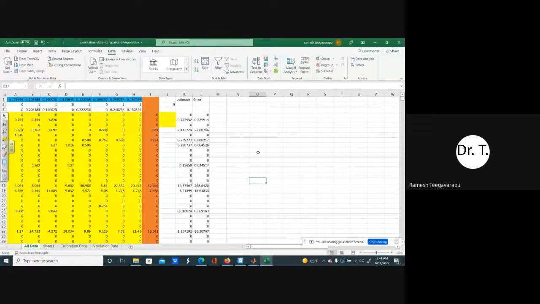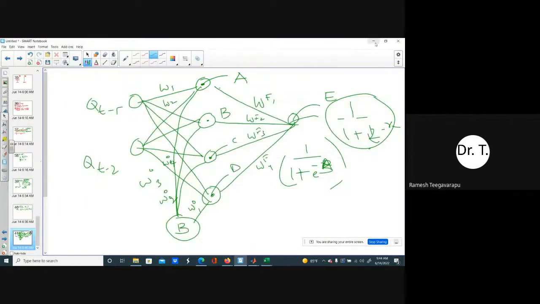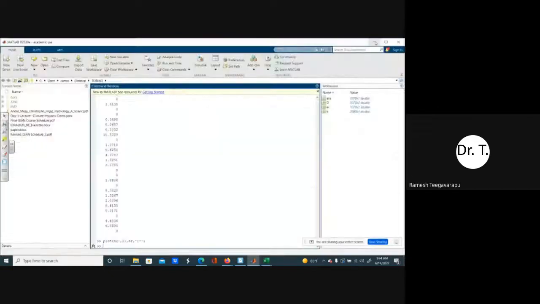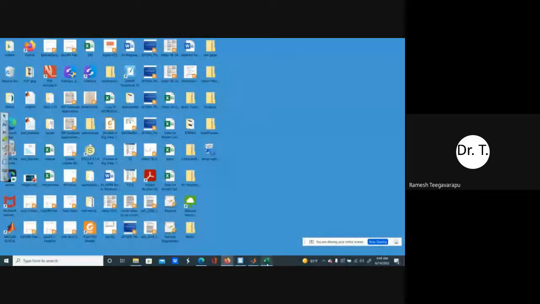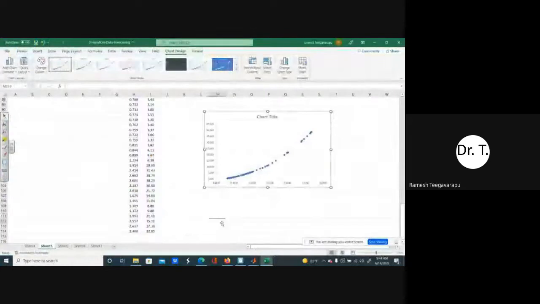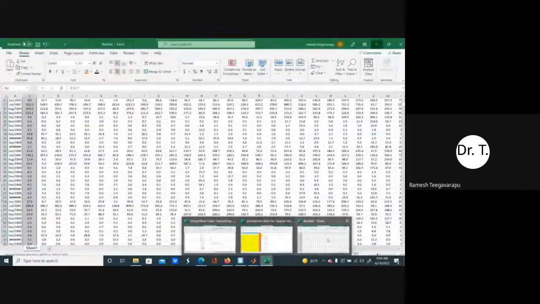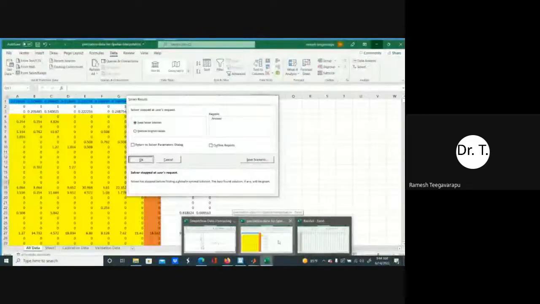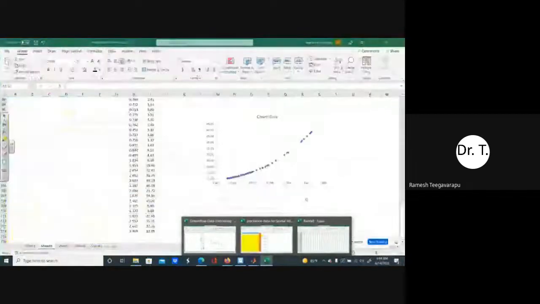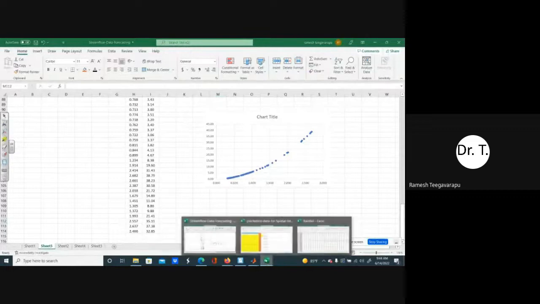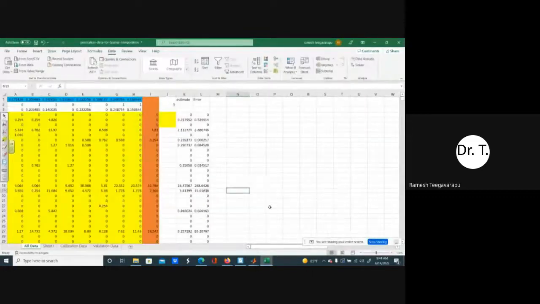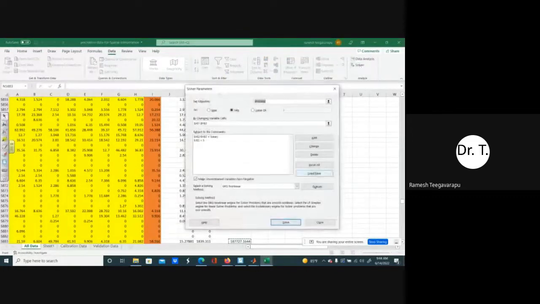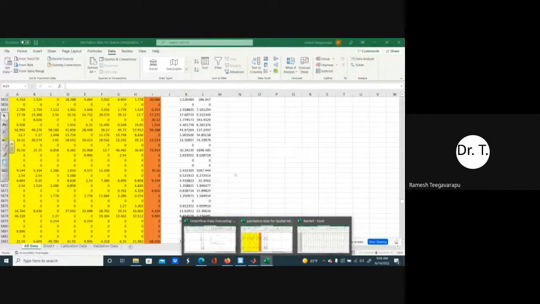I close this. Where is this? So you can actually develop a neural network model using, let's see, where is my solver thing? Somehow it isn't there. As soon as I click on that, it's just going away. Okay, let me see if I can get solver. Okay, close. So that can be developed.